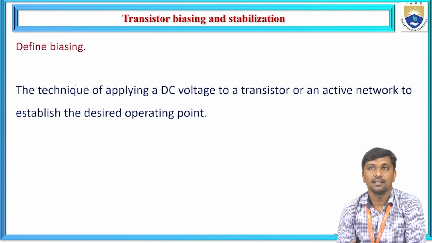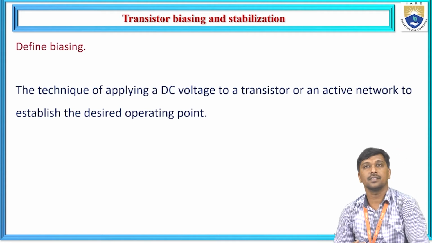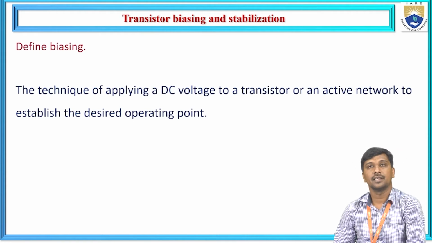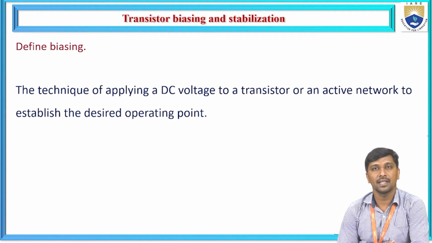Now define biasing. Actually, why is biasing required? What is the meaning of biasing? In the case of a semiconductor diode, if you want to identify the behavior of a particular material, then we need to apply some external force. The way of applying the external force to a normal PN junction is called biasing.